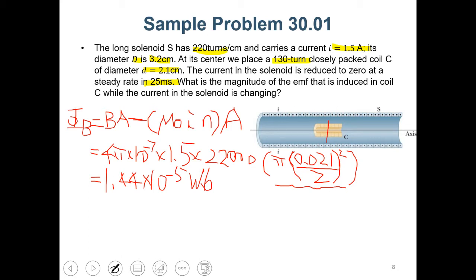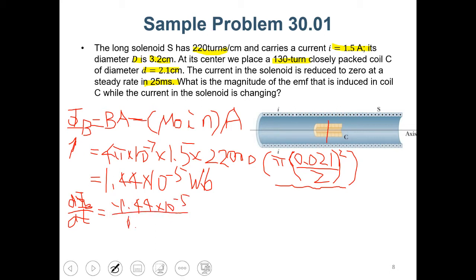So this is the magnetic flux at the very beginning. Because the current is changing, is reducing at a constant speed, d phi b dt should be minus 1.44 times 10 to minus 5 over 25 milliseconds.